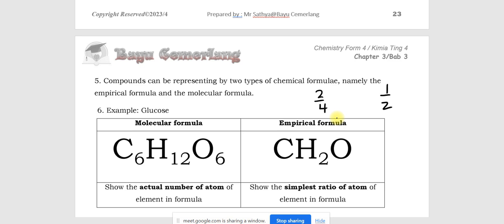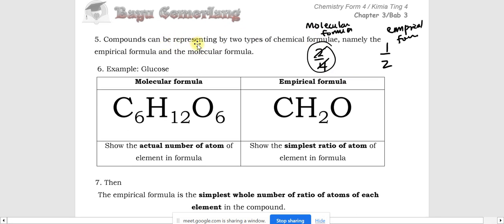What is the difference? They are the same. If we simplify this, it becomes 1/2. Writing it without simplifying is the molecular formula. Got it? The one in the simplified form is the empirical formula. Compounds can be represented by 2 types of chemical formula: one is the empirical formula, another is the molecular formula.